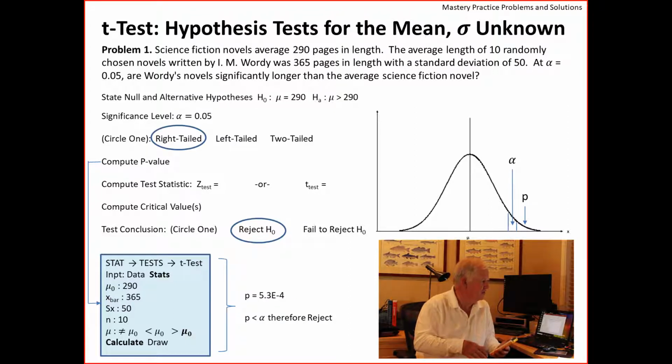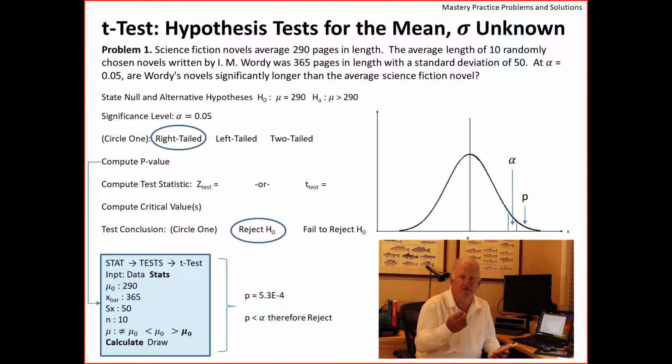I don't think draw is worth anything. Let's hit calculate. When you do that, you get all sorts of results, and I didn't put them all down. You get mu is greater than 290. It gives you t, that's the test statistic you would compare to the critical value if we were doing the traditional test, but it also gives you p. In this case, I get p equal to 5.2693 times 10 to the minus 4. On the slide it shows up as 5.3 e to the minus 4.